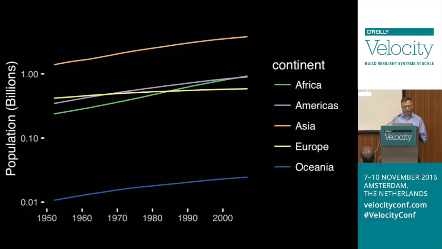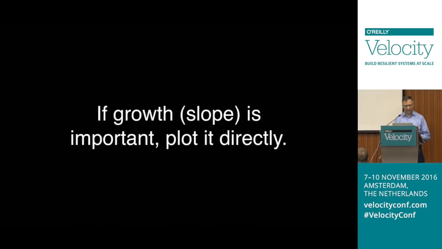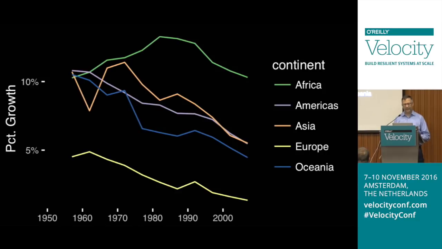As I asked before, which is growing faster in the 1960s, Oceania or Asia? How about in the 1980s? It is impossible to tell. Growth is the derivative of this curve. If you care about growth, then plot growth directly on a common scale. So here's the same data as before, but now I've plotted the percentage growth directly on the y-axis.